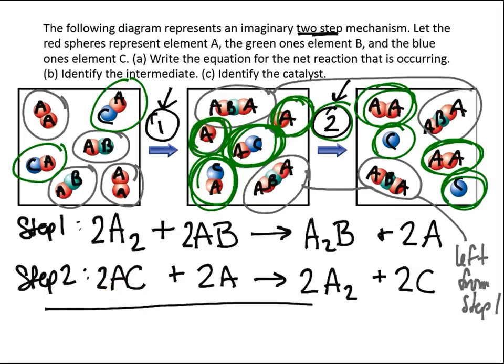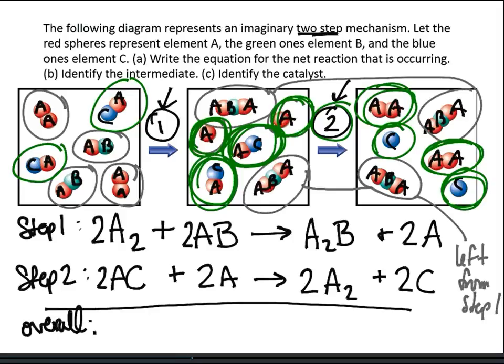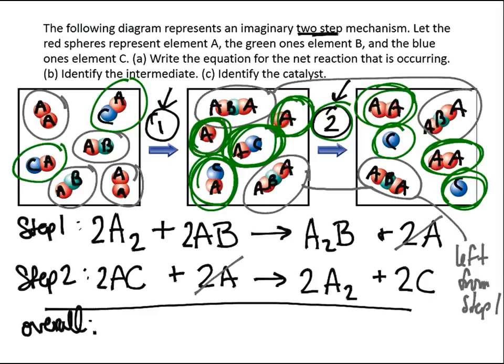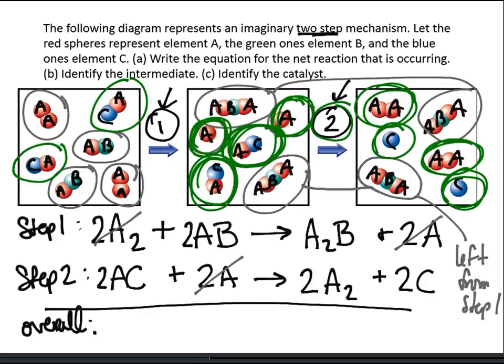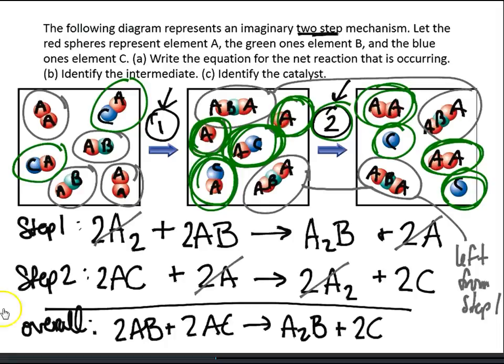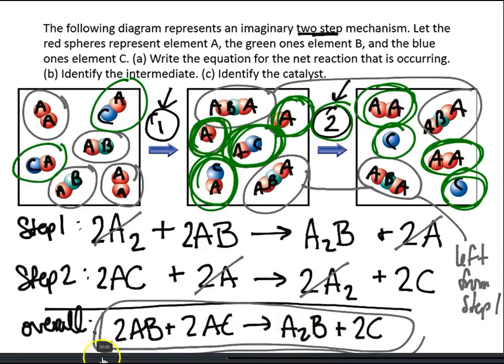So the net reaction, if we combine these 2, you cross off things that are on the left and on the right, so 2 A's, and we have 2 A2's, so we have 2 AB plus 2 AC. There still needs to be a 2 A2B there, I think, right? Yeah, we end up with 2 A2B's at the end. There should be a 2 in front of this, a 2 coefficient right here. Can't remember if I remember to add that later or not.